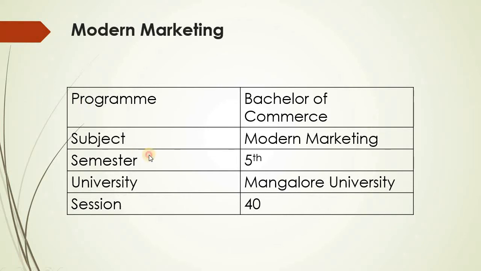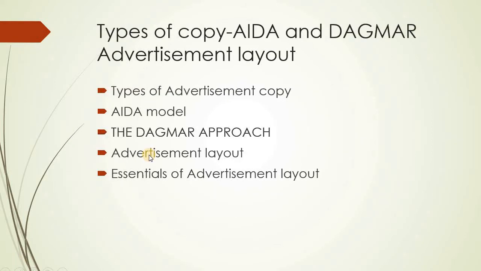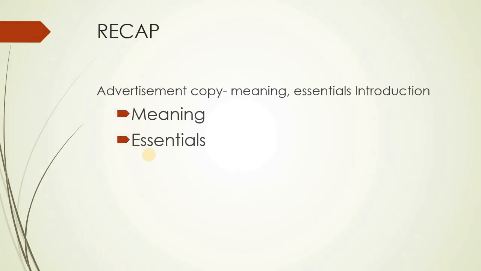So in this session we are going to discuss various types of copy and also two models, that is the AIDA model and the DAGMAR model, and also advertisement layout. We'll discuss all these things in brief. First of all, we are going to discuss types of advertisement copy, then the AIDA model, then the DAGMAR model, then advertisement layout, then essentials of advertisement layout.